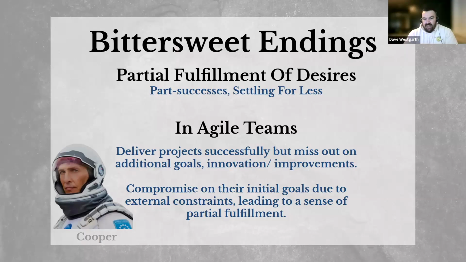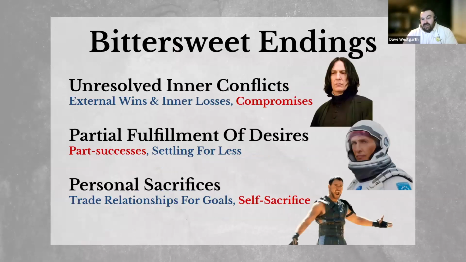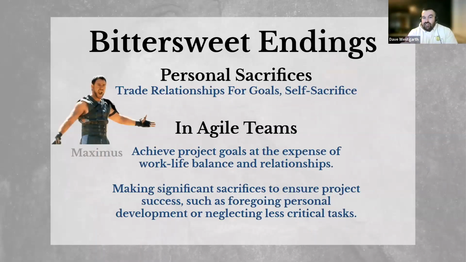The final thing in bittersweet endings is personal sacrifices. These are great cinematic devices, and they always create really compelling storylines, and you can relate these back to your teams fairly straightforwardly. We can think about trading relationships for goals. A sacrifice you'll often see in a movie is people burn their friends in order to get what they want. In agile teams, this can happen as well, where we're achieving our project goals at the expense of things like work-life balance and relationships. We're leaning too heavily on team members to get a job done. We're placing unreasonable expectations on wider teams within the organization to help us. These are really the start of a slippery slope downhill where morale can start to plummet.